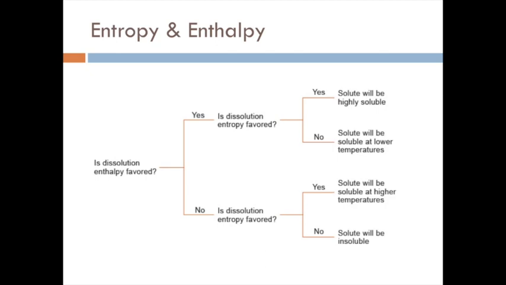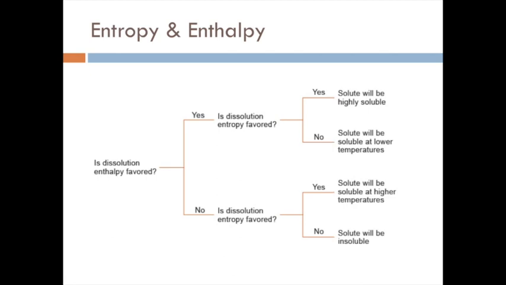But then we have two more options, right? Those two in the middle. So at the top, the no says solute will be soluble at lower temperatures, and yes, down below it, solute will be soluble at higher temperatures. So if you have, let's say, enthalpy favored but entropy disfavored, then temperature determines whether the solution will form. And we go to the bottom, we have enthalpy disfavored but entropy favored. Then again, it depends on the temperature whether the solution is going to form.